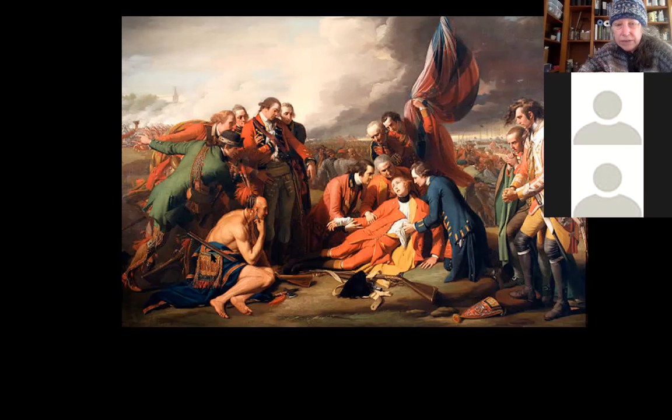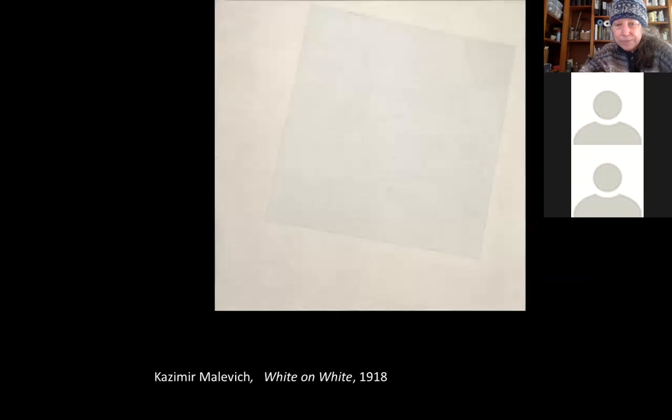And they have this smooth finish. There's no visible brush strokes. And the subject matter is supposed to be edifying, making you a better person to look at it.